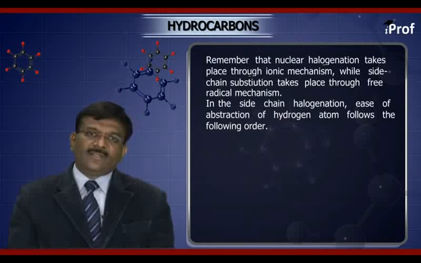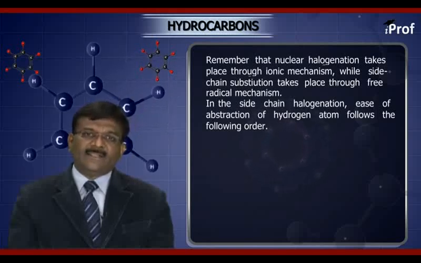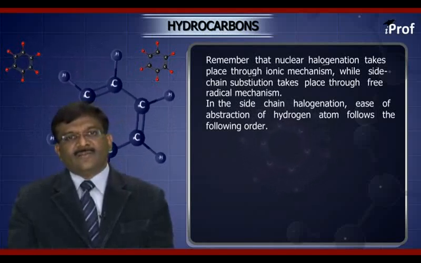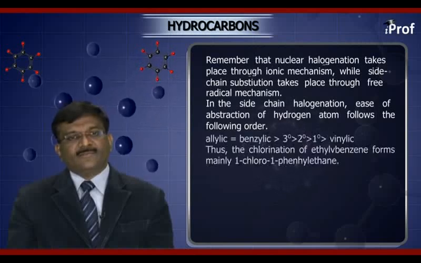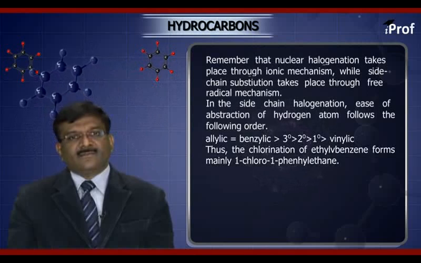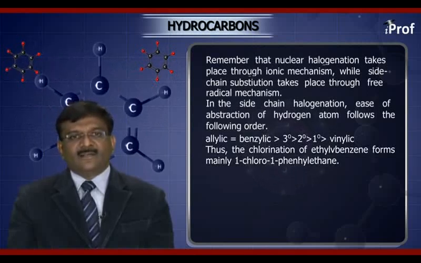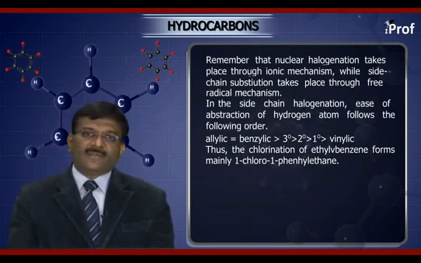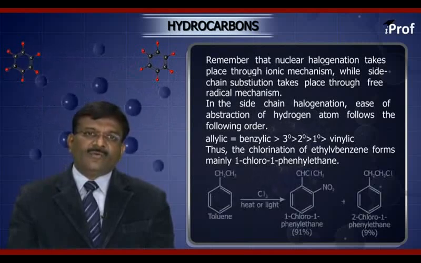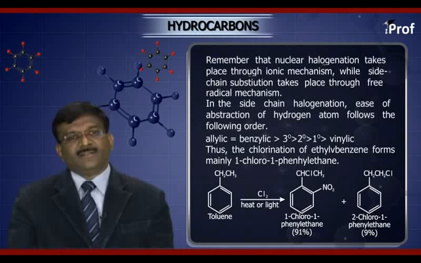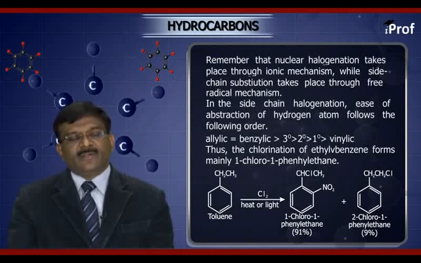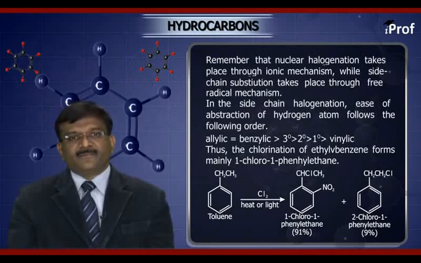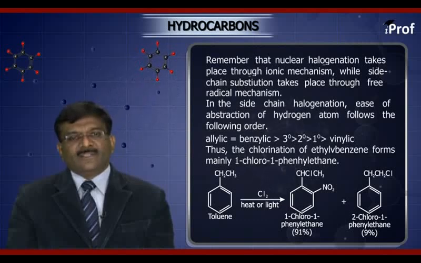Remember that the nuclear halogenation takes place through ionic mechanism, while the side chain substitution takes place through the free radical mechanism. The side chain halogenation, the abstraction of halogen atoms, follows the order: allylic, which is more or less equivalent to benzylic, then the third degree, then the 2 degree, then the 1 degree, then the vinylic. Therefore, the chlorination of ethyl benzene forms mainly 1-chloro 1-phenyl ethane. The reaction is ethyl benzene plus Cl2, heat or light, gives 1-chloro 1-phenyl ethane, which is 90%, and 2-chloro 1-phenyl ethane, which is 10%.